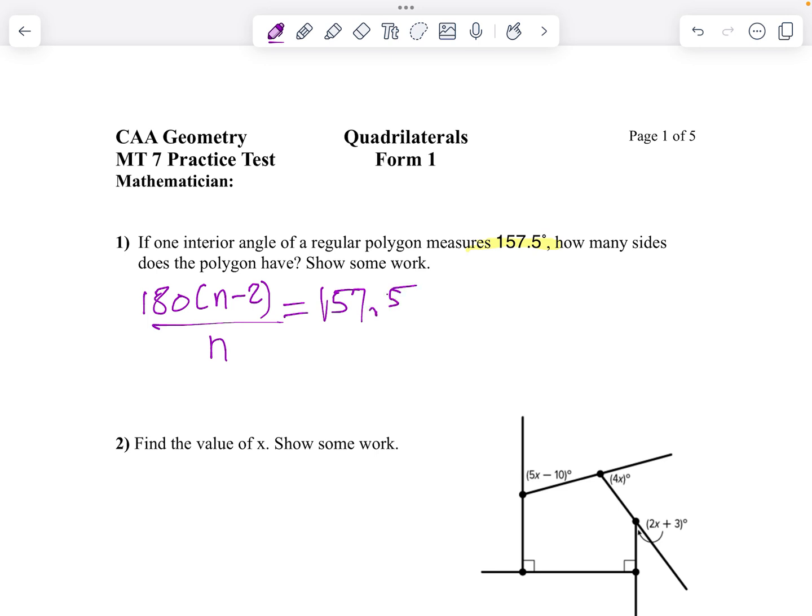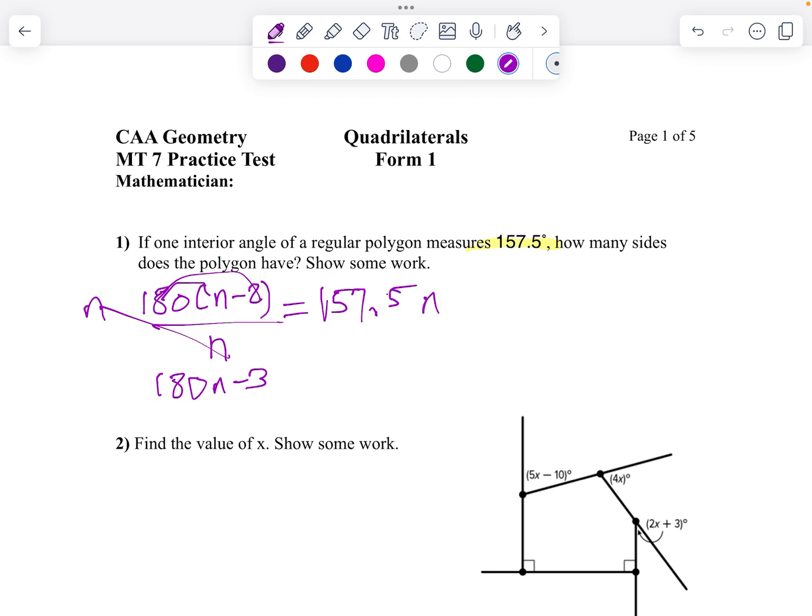Well, let's clear our fractions here because n's in the denominator. That's never fun to have. So we multiply both sides by n, and let's distribute it at the same time. So we get 180n minus 360 equals 157.5n. Well then, let's subtract 180n from both sides, and we'll get negative 360.